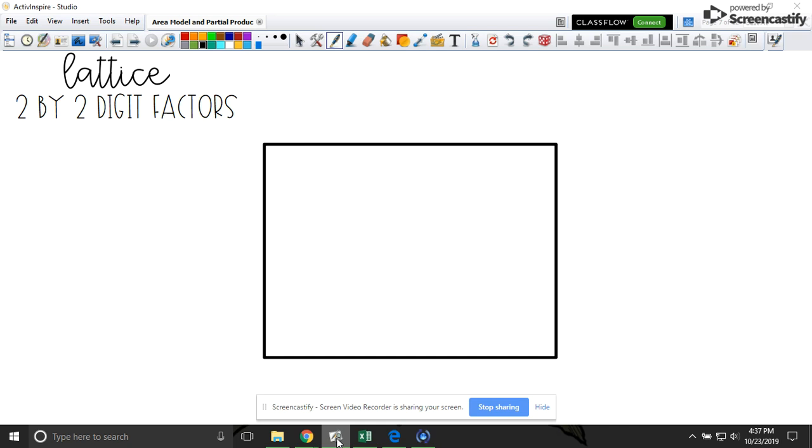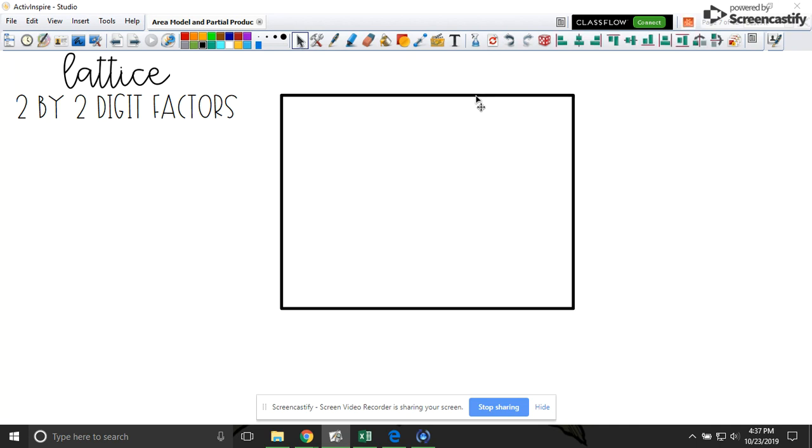All right, finally lattice. So this one is, I'm telling you, clean, neat lines are major key here. All right, clean, neat lines. So I'm going to actually move this up a little bit because I know I'm going to need a little bit more space.